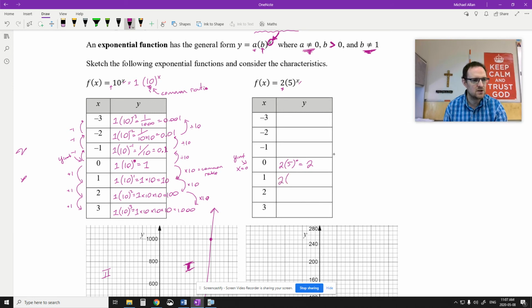The next one's just saying 2 times 5 one time. 2 times 5 is 10. The next one is saying 2 times 5 twice. So 2 times 5 times 5, which is 2 times 25, which is going to be 50. The next one's going to be 2 times 5 times 5 times 5, so 3 times. Now you see the pattern here is I'm adding an extra 5 each time. Like here, I'm adding an extra 10 each time. So this is going to end up being 250. So it's just going to be times 5 times 5 times 5. So we have a common ratio of 5.